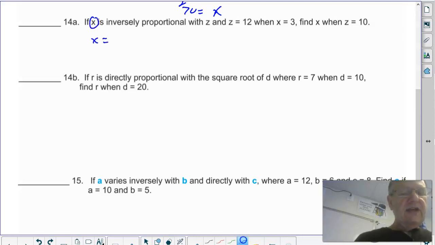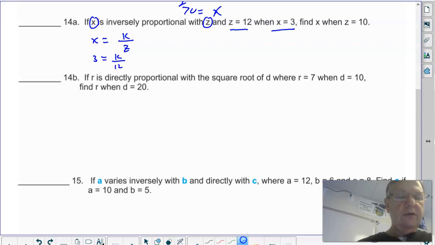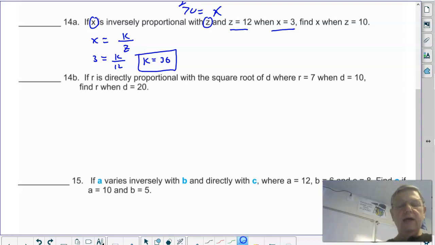X is inversely proportional, so the k is on the top and the other variable is on the bottom. Now I need to use what they gave me to find k. So x is 3 and z is 12. Multiply both sides by 12 over 1, k is 36. Now that I know that, I can use that to find the second situation. I could also make a proportion setting k in the middle, but I like doing it this way. You could do it the other way. I'll show you that when I'm done.